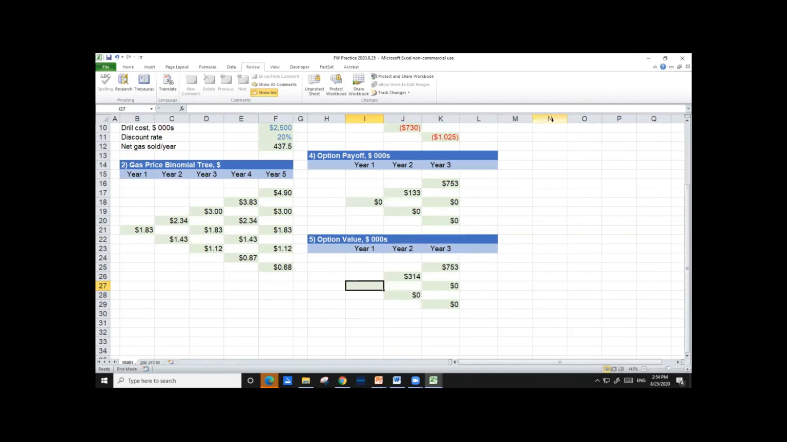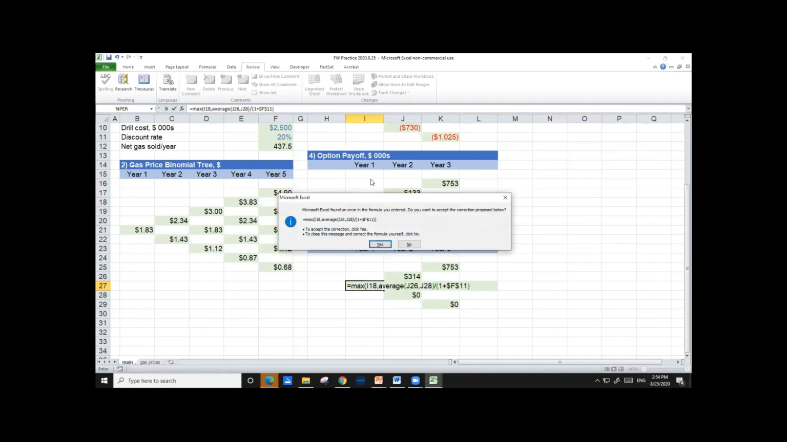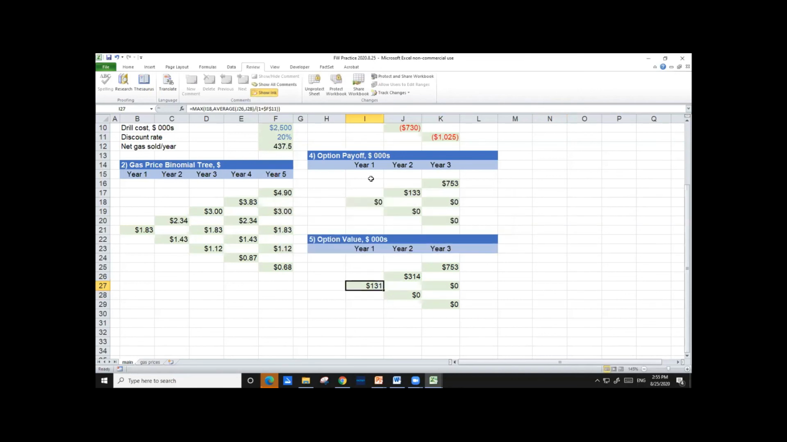And in the last step, to calculate the ultimate option value, we will take the maximum of NPV in that particular year, or present value of the outcomes, the option payoffs in year 2. So there'll be the average of cell J26, 319, and cell J28. That's 0 divided by 1 plus the discount rate. So the final answer in this exercise is 131,000 is the option value.